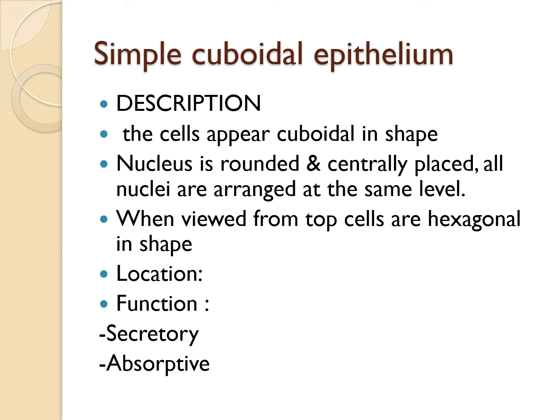Simple cuboidal epithelium description. The cells appear cuboidal in shape. The nucleus is round and centrally placed. All nuclei are arranged at the same layer. In view from top, cells are hexagonal in shape.